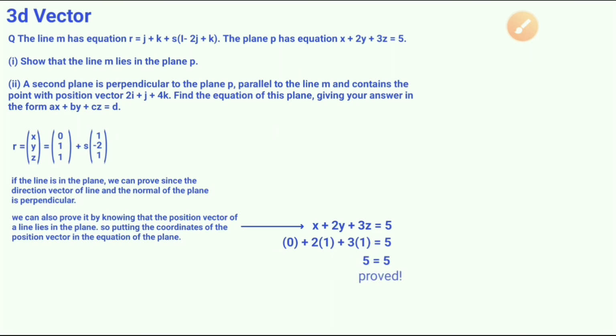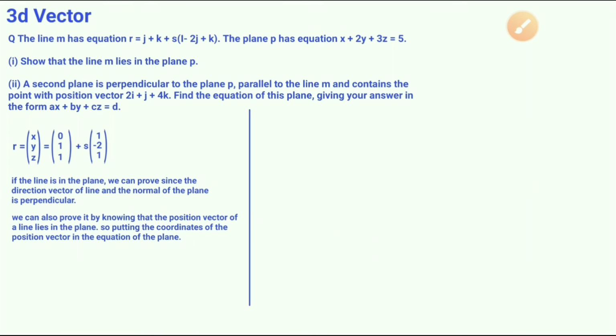Putting the position vectors, and it is also proved. Good. Now doing part 2.